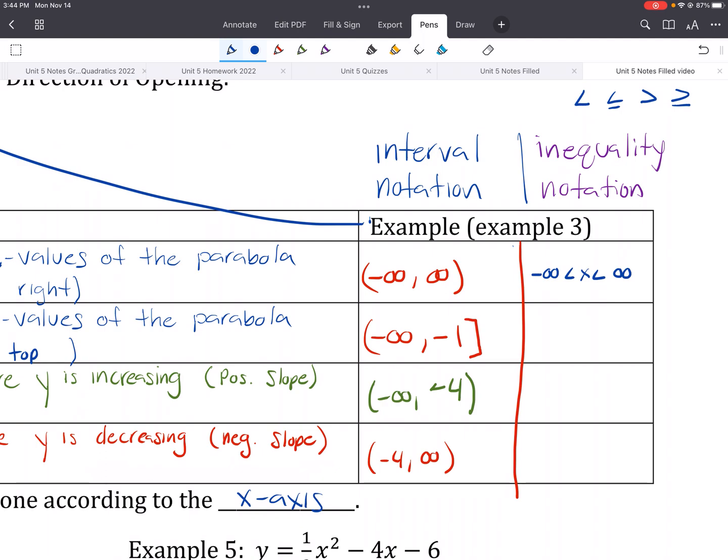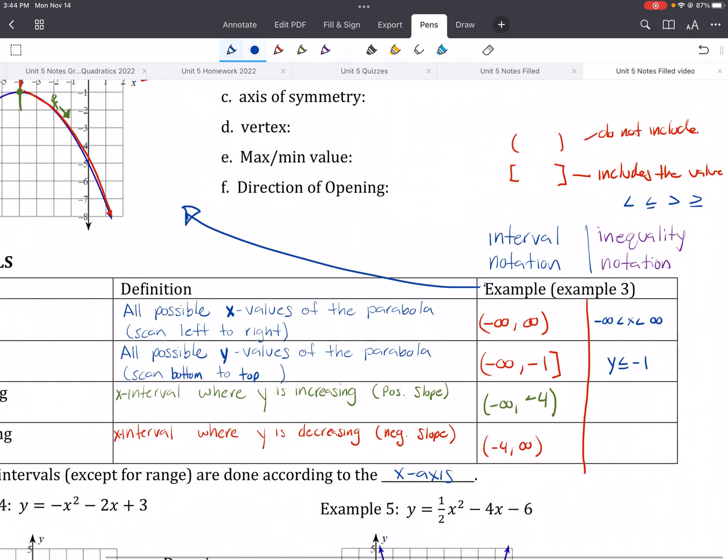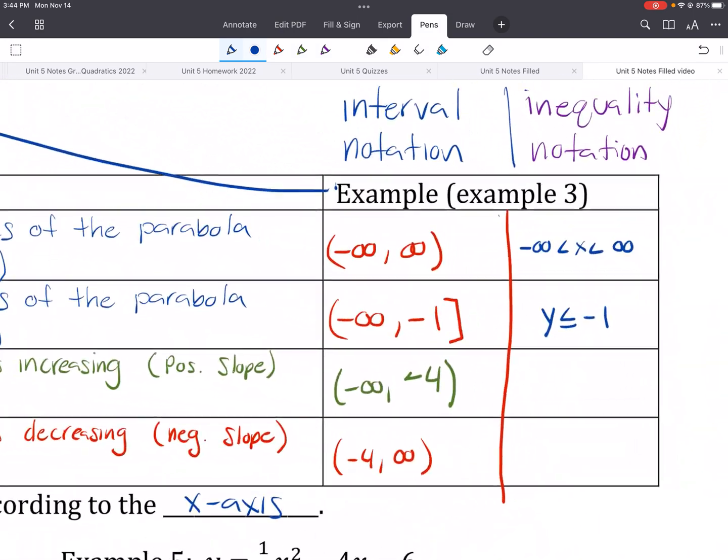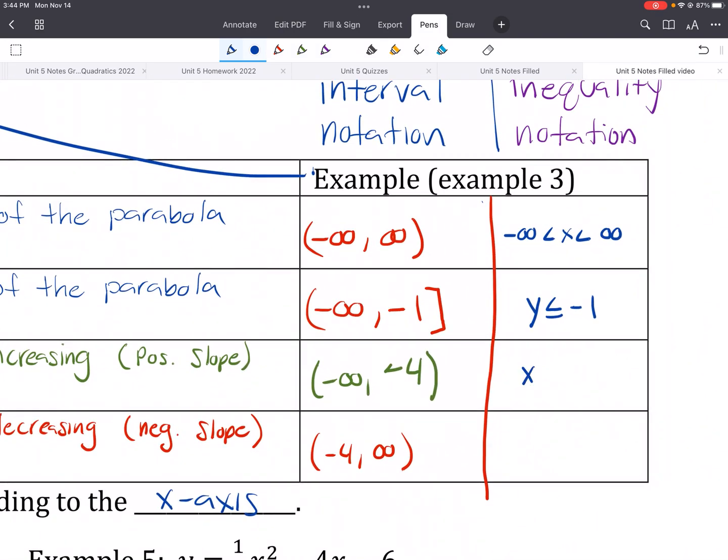All right. Next we have range. Again, that's how low and how high, but when we do inequality, it would be all y values that are less than or equal to -1. And then it's kind of the same thing for increasing and decreasing. This would be all x values that are less than -4, and this would be all x values greater than -4. So just some examples of those in case you need it.